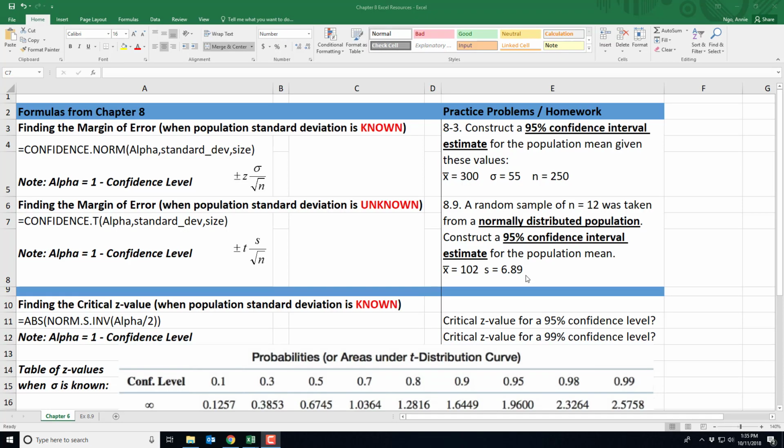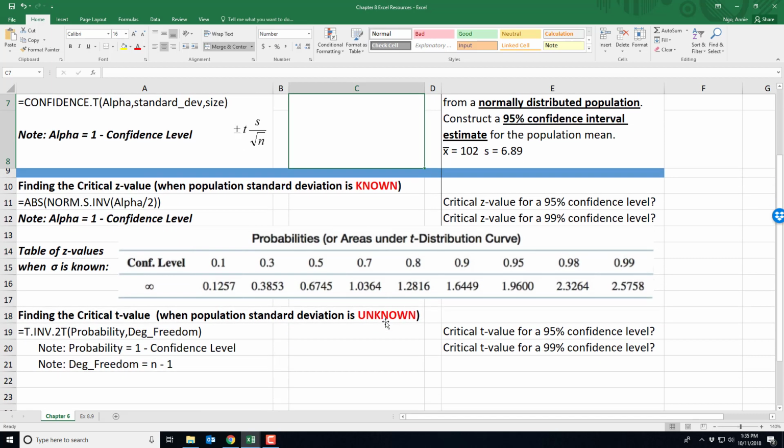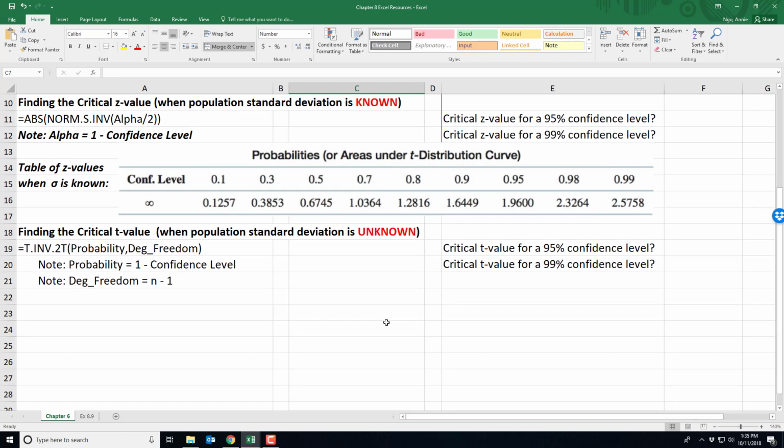In this video, I'll show you how to use Excel to find our critical Z values and critical T values, as well as the margin of error in our confidence interval estimates. So I'm actually going to scroll down and let's just talk about our critical Z values and T values first.